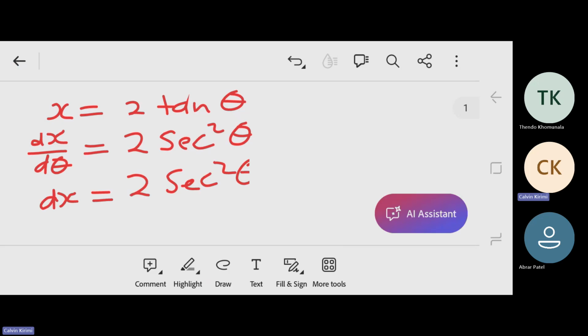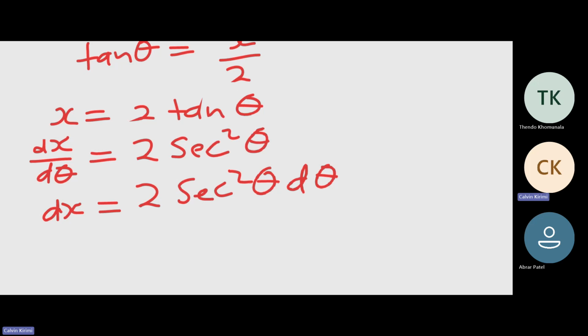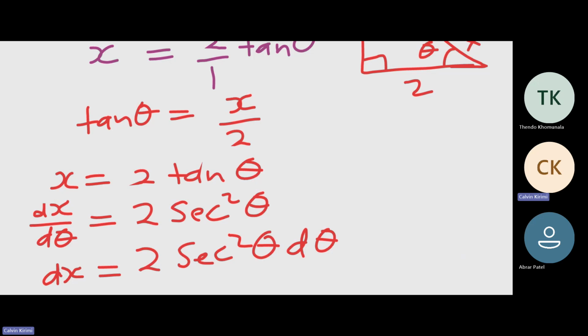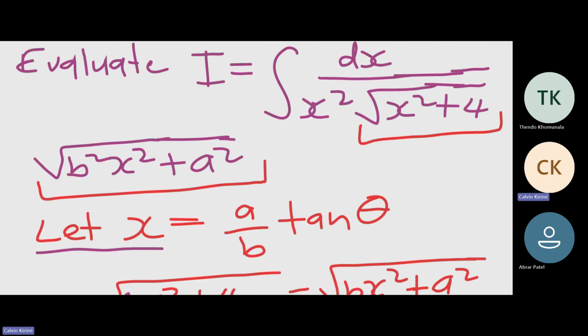Now we know dx. So what is left? We need to replace the other variables. It's not only dx that we have replaced. Now we need x squared, and the root in terms of theta. So we also have to find the value of x squared in terms of theta. What is x squared in terms of theta? So that we replace everything.